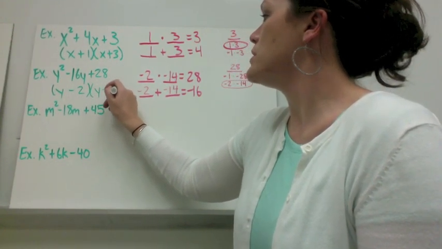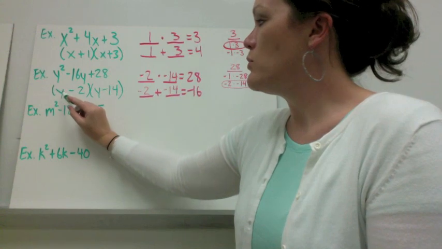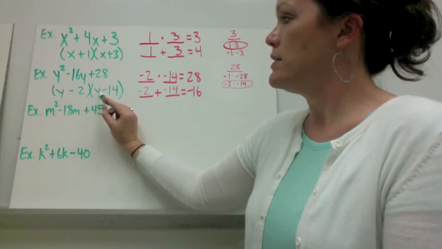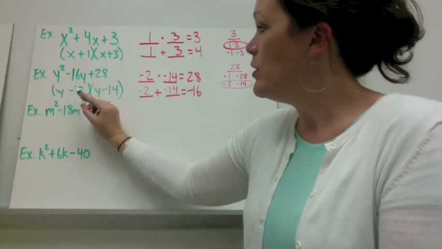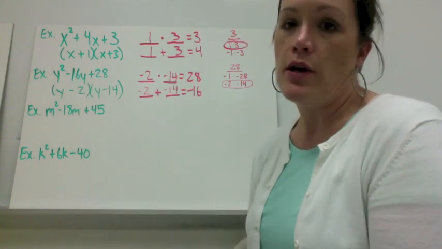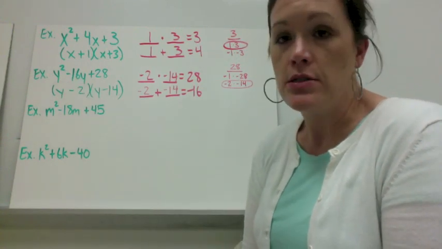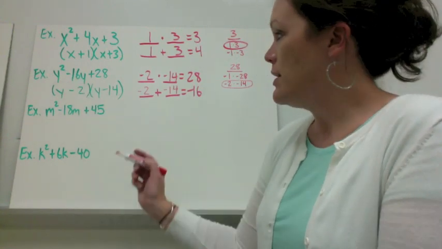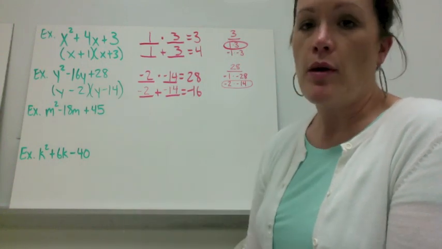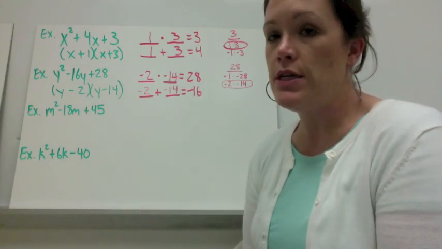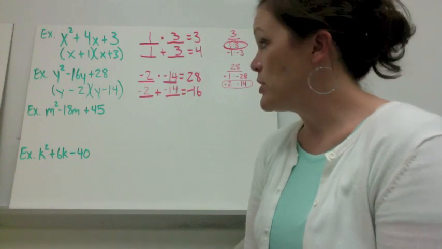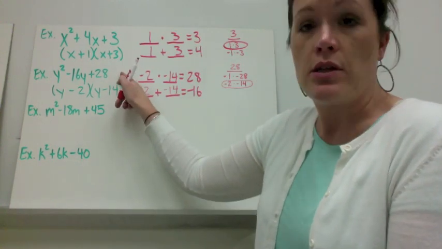y minus 14. Notice I only put one y there and one y in this parentheses, because if we FOIL them, we would get back y squared. Factoring and multiplying are opposites. So you can always check as you go and make sure you can multiply to go right back where you started from. Because factoring is rewriting an expression and it's equivalent to the one you started with.